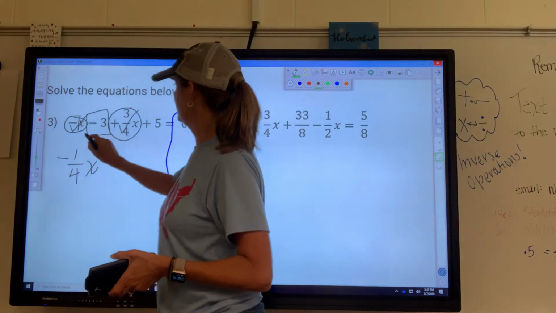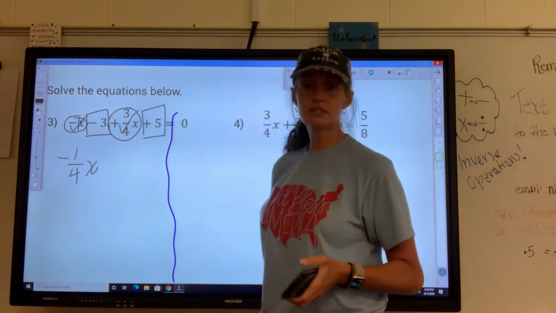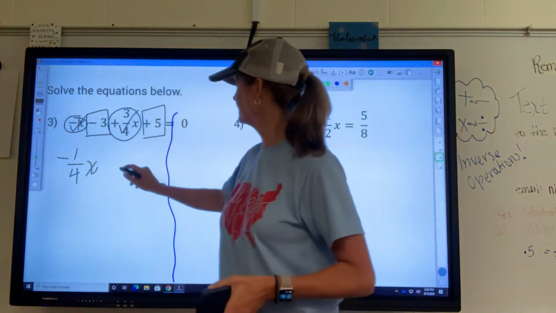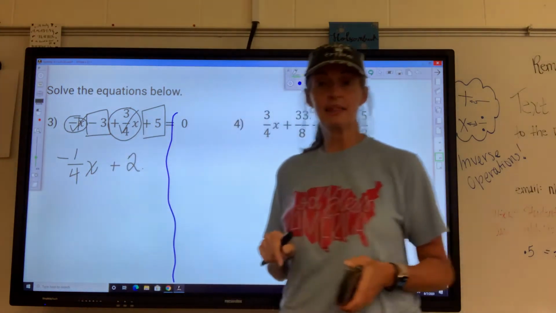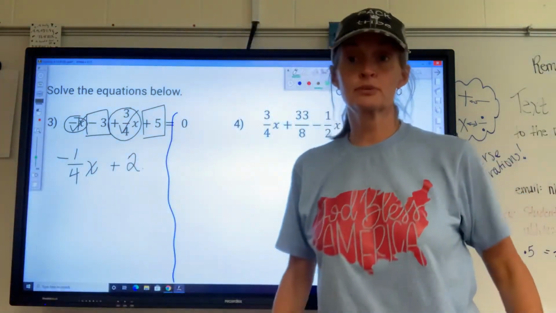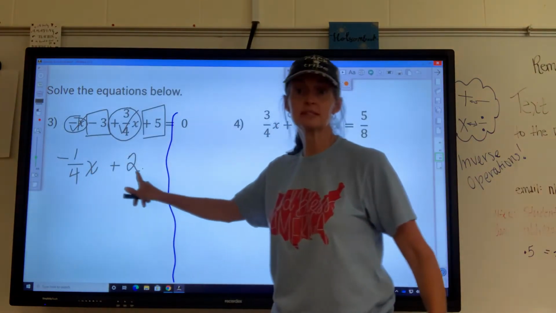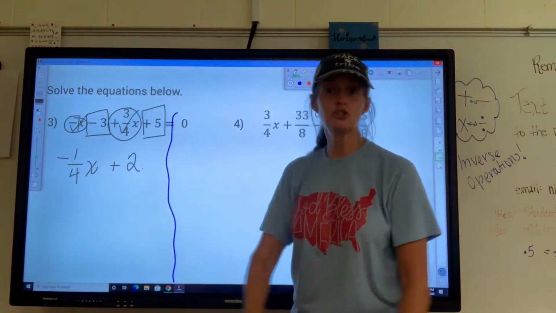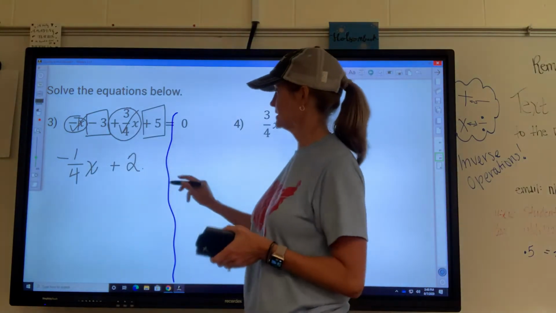Let's go get another one. I've got a minus 3 and a plus 5. So a negative 3 and a plus 5 makes a plus 2. Can you simplify them anymore? No way. Those terms do not match up. This is an x term. This is a naked number term. So they do not go together. Do not put them in the same pile. They have to stay separate.